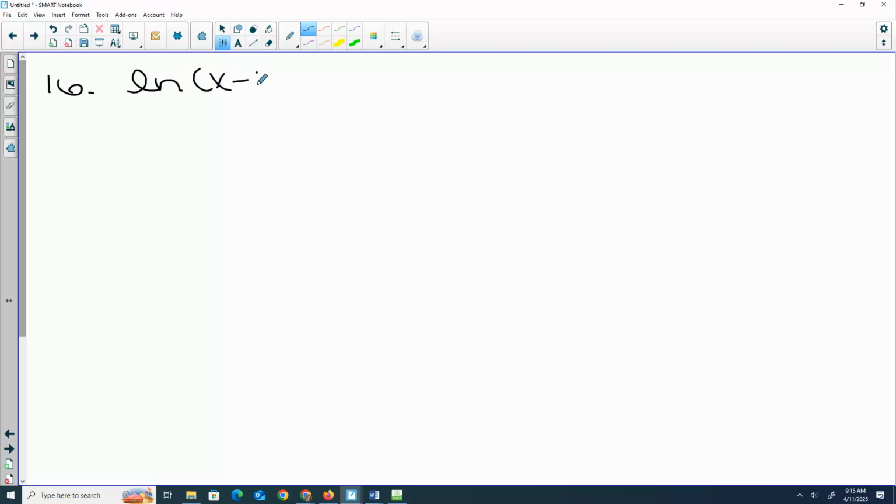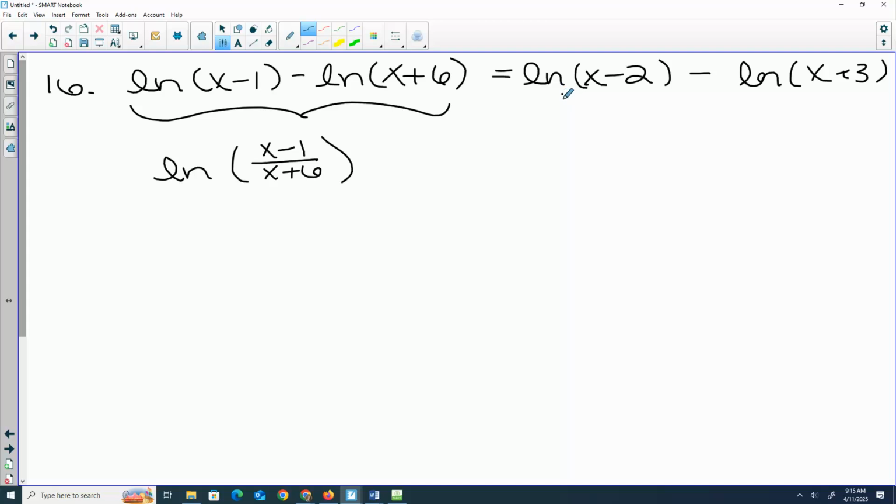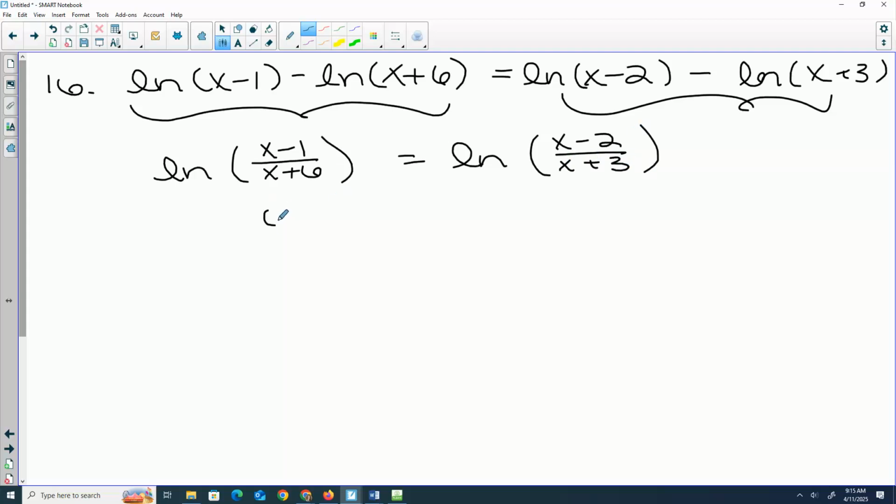So ln, that's just natural log. It's the same thing. It's just log base e. Comes up so much that it has its own abbreviation, but all of our rules are the same. If you have two logs being subtracted, how do we combine those? Division. Okay, and when we look on the other side, we have the same thing, two logs subtracted. So we divide. Now if you have a log on each side, you can drop it. So our arguments are equal.